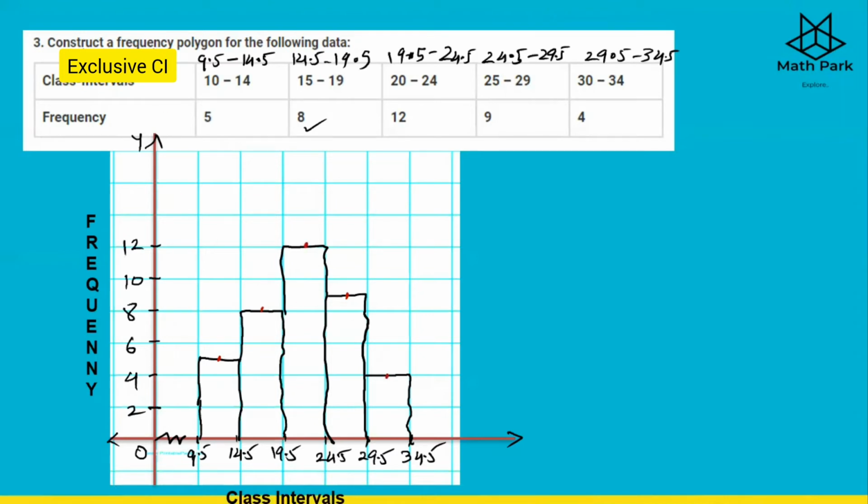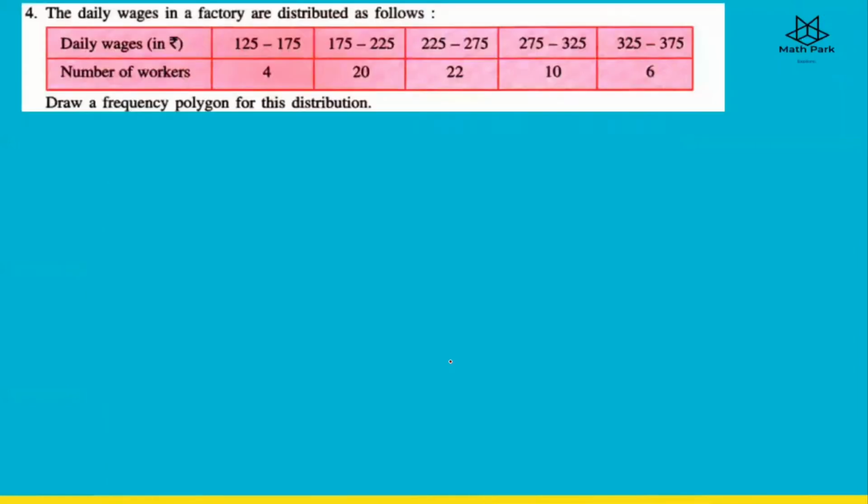Sorry, these are the class intervals. These are the actual class intervals. The class marks we are not taking over here. Take the midpoints and then join the midpoints. Go halfway from here. Join the midpoints. Our frequency polygon is about to finish. Go halfway over here. Done? Got it? Moving to the next question, question number 4.